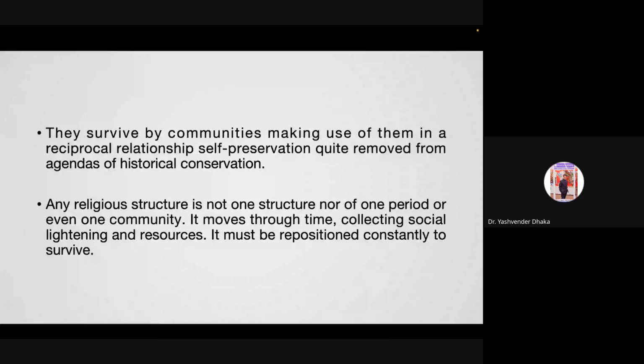So there is no historical agenda of conservation. This is a religious donation, and they want to preserve their memory, their identity, with the religious structure. That's why any religious structure is not one structure, or of one period, and not even of one community. So that religious structure moves through time, collecting social legacies and resources, and it may be repositioned also. Sometimes one religion goes up, then the second one goes up. So there is a contestation in a multi-religious site like Mathura.